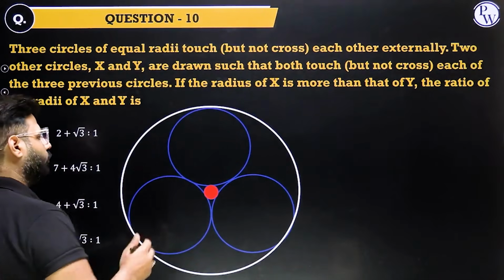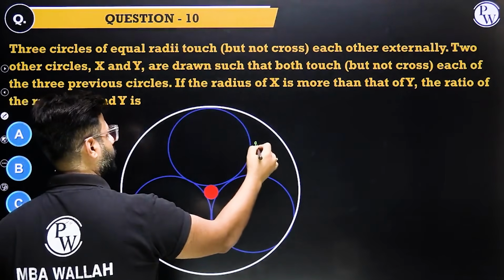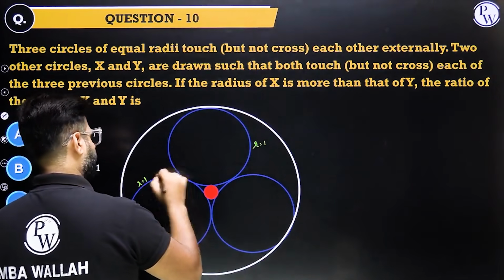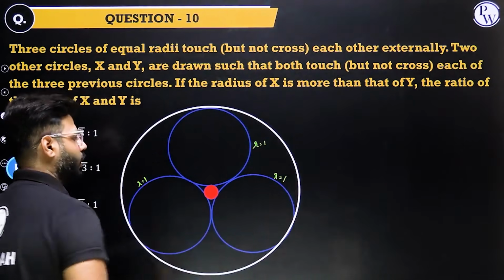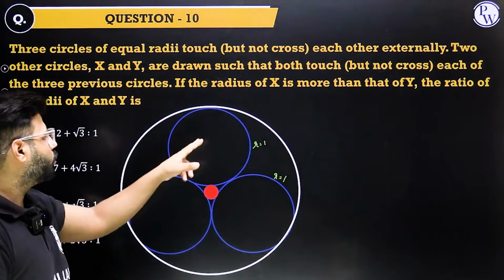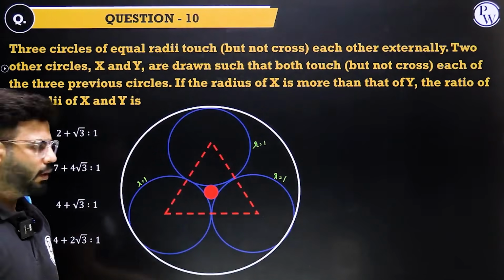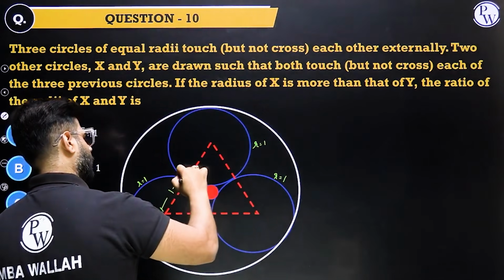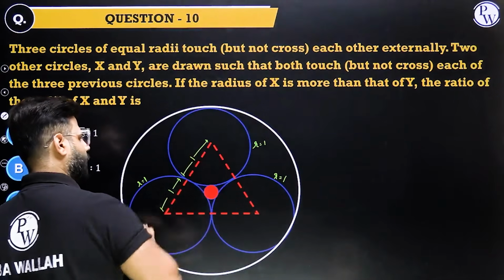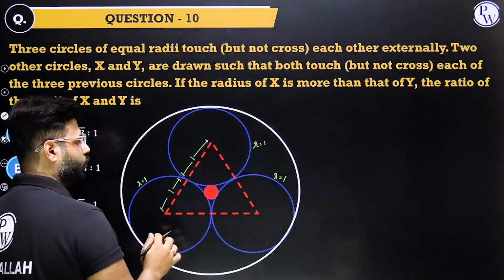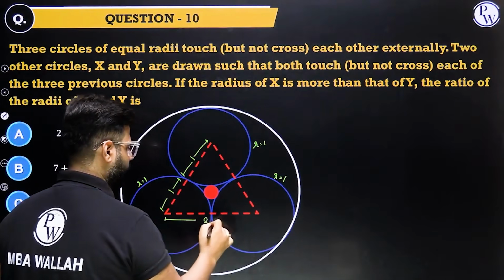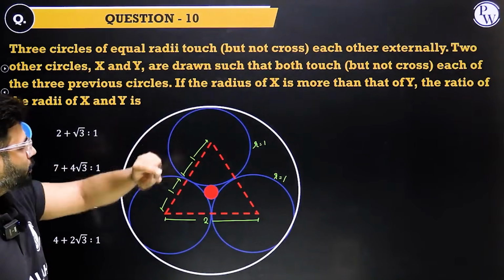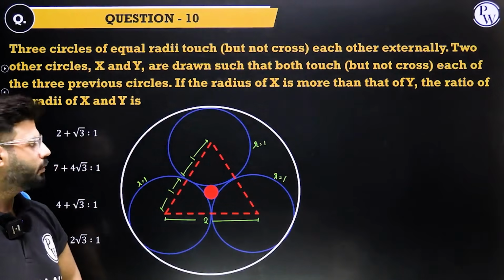The best thing you can do for yourself is assume the radius of these circles as 1. Of course, the question is about symmetricity. Draw a triangle joining the centers of these three circles. Now, since the radius is 1 for each circle, this is 1, this is 1. That means it's an equilateral triangle of side 2, right? We have an equilateral triangle of side 2. How to calculate the radius of the larger circle and the smaller circle? Think.